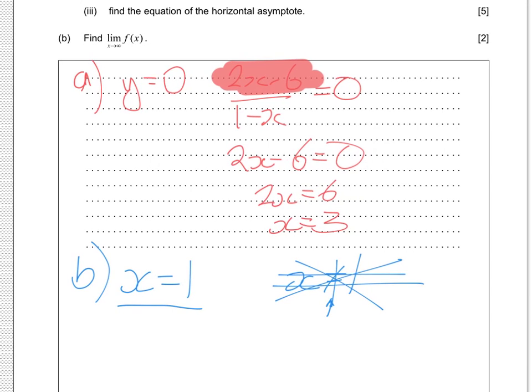Part 3, I've labelled these wrong, look. That's part 1, that's part 2. Part 3 is find the equation of the horizontal asymptote. Well, the horizontal asymptote of a graph like this comes when you think about what happens as x goes off to infinity or goes off to negative infinity.